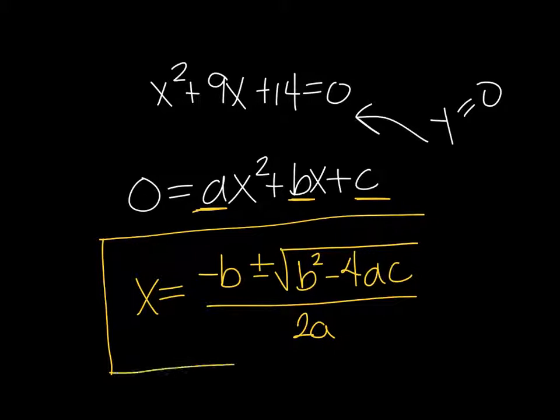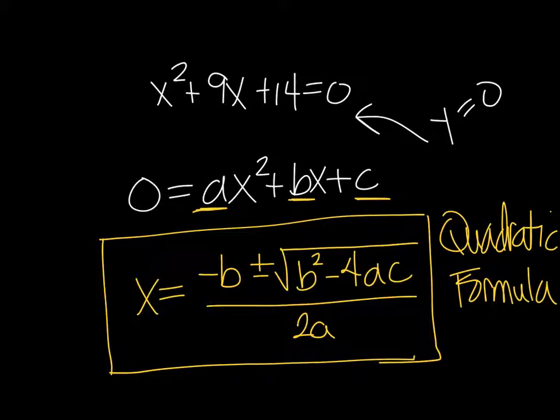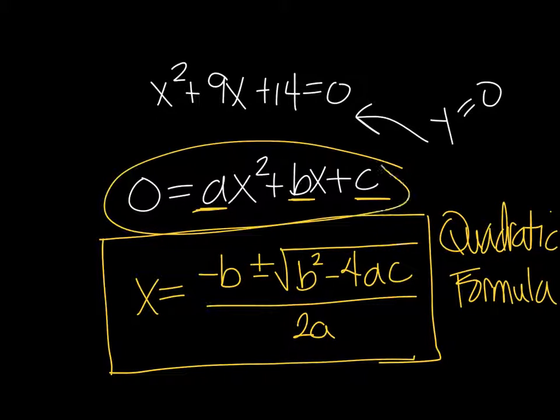Guess what you need to write in your notes? You need to label that the quadratic formula. And you need to make sure to put this in there and make sure to emphasize that y equals 0. Since it's in your notes, I'm not going to write it anymore, but we are going to use it to help us find x-intercepts.